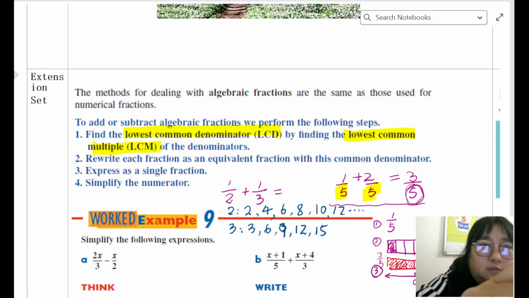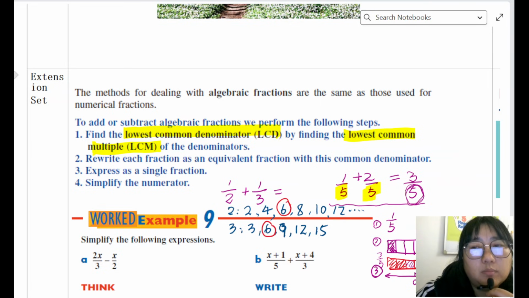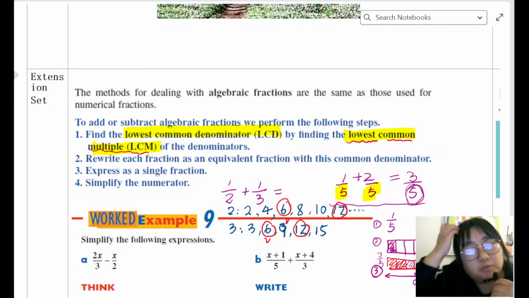From these two rows, we can find they have 6 as their common multiple, and also they have 12 as a common multiple. But what we're looking for is the lowest common multiple. So between 6 and 12, definitely we'll pick 6. So 6 is the first common multiple to show up.